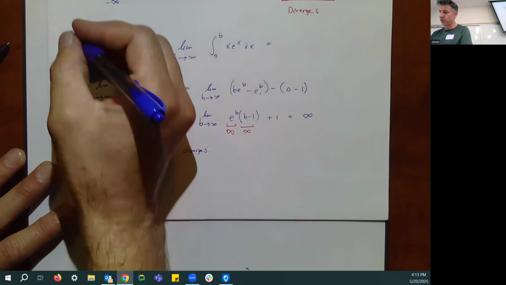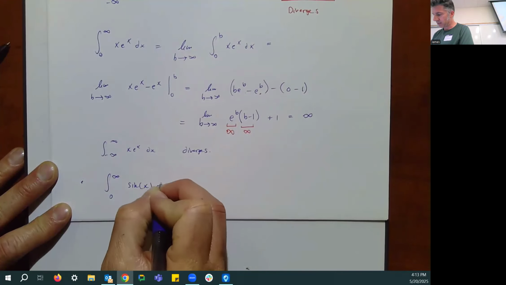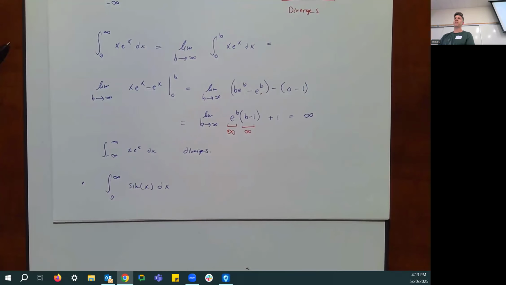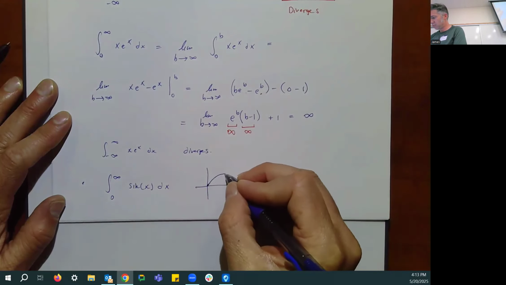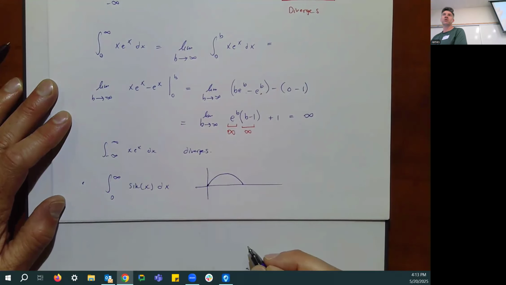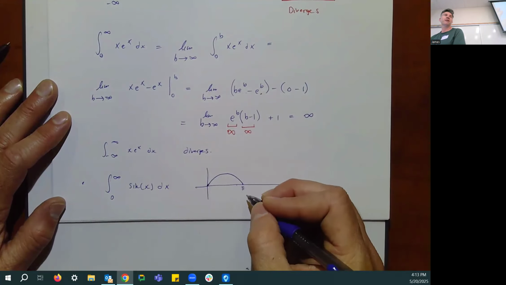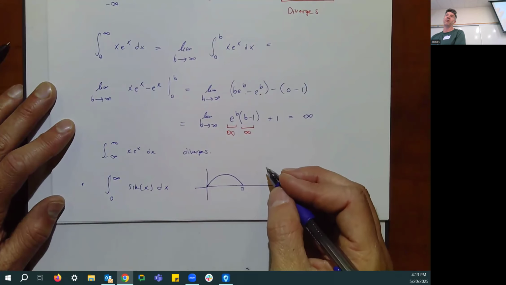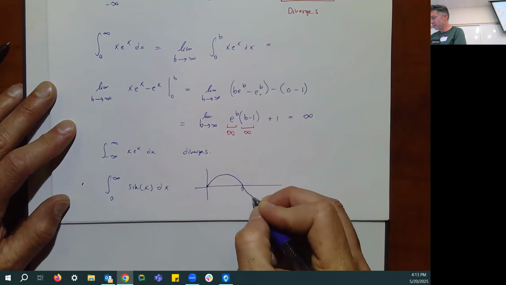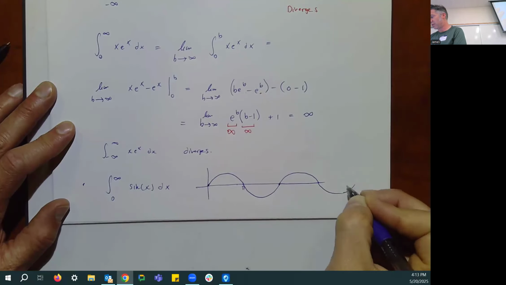Here's a real typical example. The integral from 0 to infinity of sine of x. Just think about the picture of it. Think about what sine's doing and the fact that the area is going to be 2, right? The area from 0 to pi for sine is negative cosine of pi minus negative cosine of 0, which is negative 1 plus 1, which is 2. But then negative 2, so 0 total. And then you add 2 more and subtract 2 more, and you just keep going on and on forever.